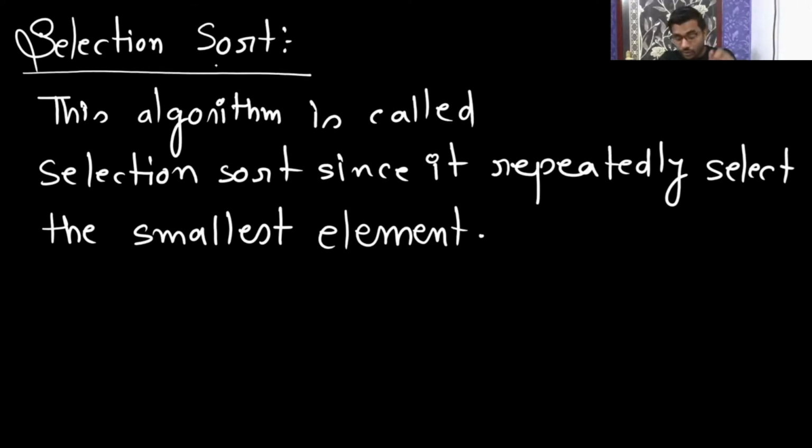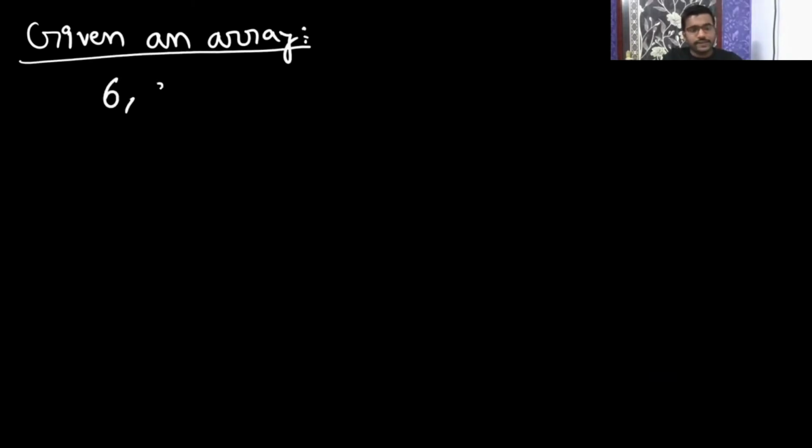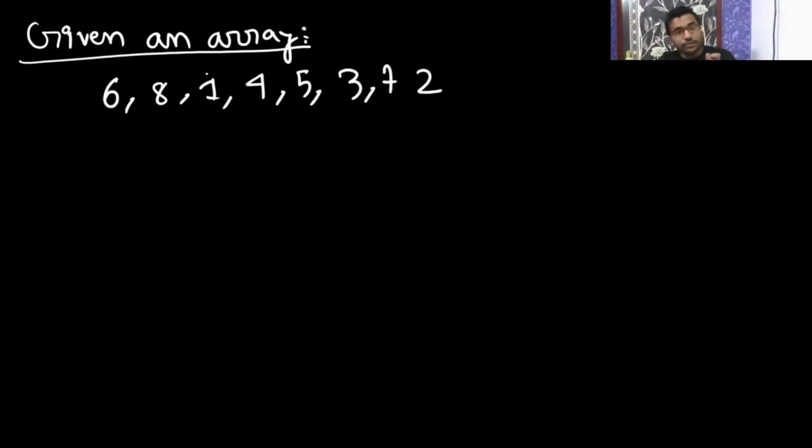And here we are always selecting the smallest element and placing it in its correct position. So let me take one list. Let us assume they have given you an array which has 6, 8, 1, 4, 5, 3, 7, 2. Your work is to find the smallest element from this list. The first smallest element is going to take which place? The first place.